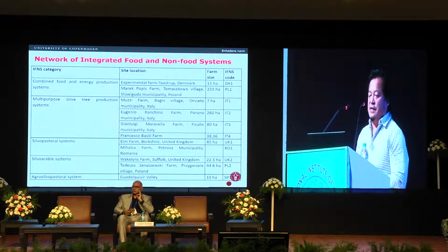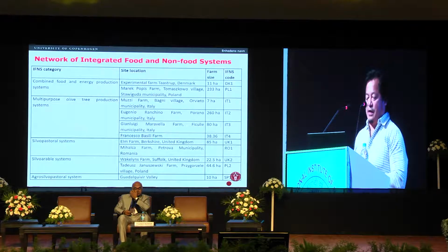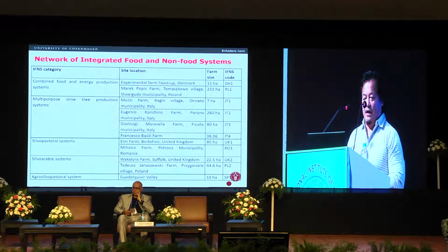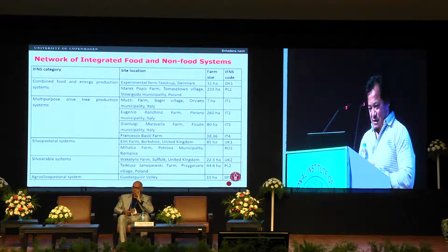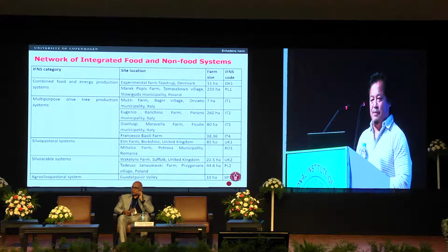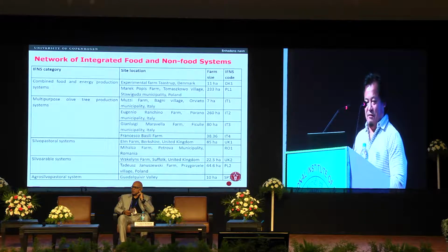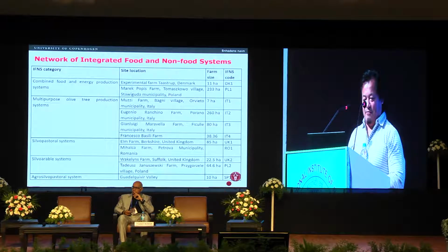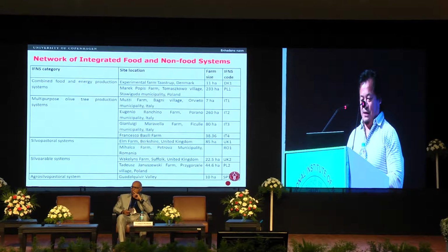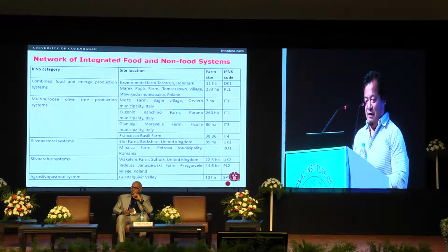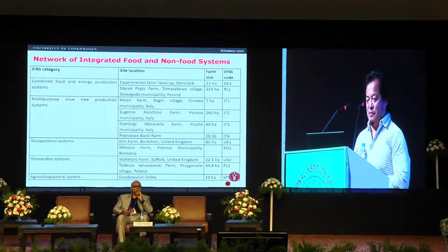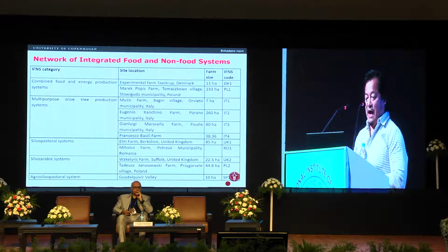Here you see a brief overview of the systems that we worked on. The first one is a combined food and energy system from Denmark, and then we have four systems from Italy on olive tree production systems, and then one from the United Kingdom on silvopastoral systems, and one from Romania on silvopastoral systems. And then we have silvo-arable systems from the UK and Poland, and an agro-silvopastoral system from Spain.